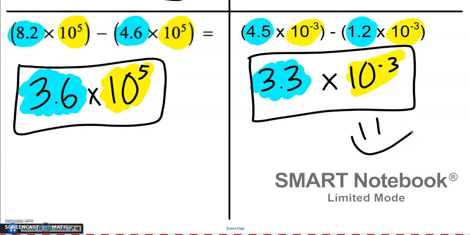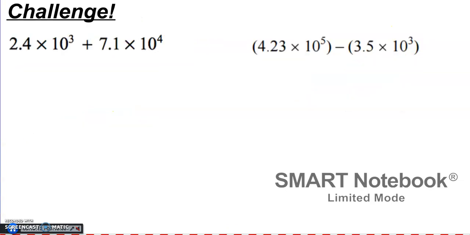Let's go on to some challenge problems now. We have 2 challenge problems for you, and we got about 5 minutes to do it. All right, so over on the left-hand side, we have 2.4 times 10 to the third plus 7.1 times 10 to the fourth. So we first want to see, do we have the same powers of 10? Whoa, no we don't. We have 10 to the third and 10 to the fourth. So we can't add right now.